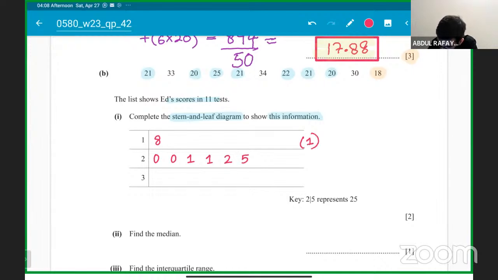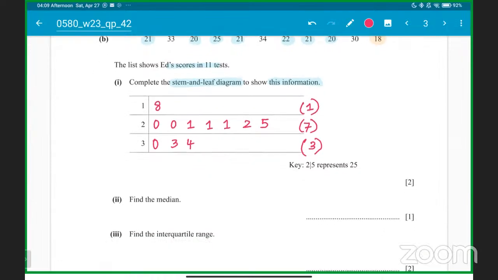So 1 here and 6 here. Okay, so 7 and 4 should be remaining coming here, which means I've missed out something. 20 is 2 times, 21 is 3 times. Okay, so 21 is 3 times. Make sure don't miss out. Okay, 22, 25. So this is 7, and this will be 3. That is 30, 33, and 34. Guys, got it? Everyone clear? 30, 33. Yes, sir. So that is how your stem and leaf diagram should look like.